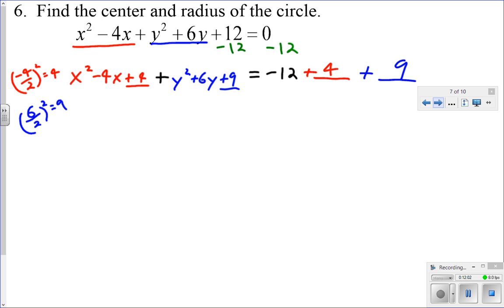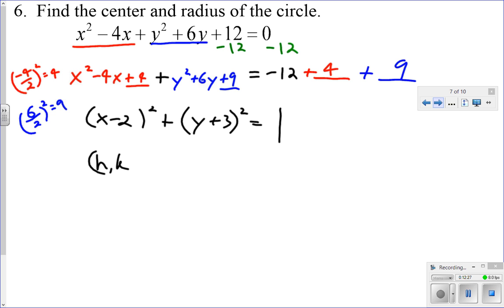So if I've picked these forms right, this here will be x minus 2 squared plus y plus 3 squared is equal to 4 plus 9 is 13, minus 12 is 1. So my center, my h, k value, is equal to 2, negative 3. My radius is equal to the square root of 1, which is just 1.